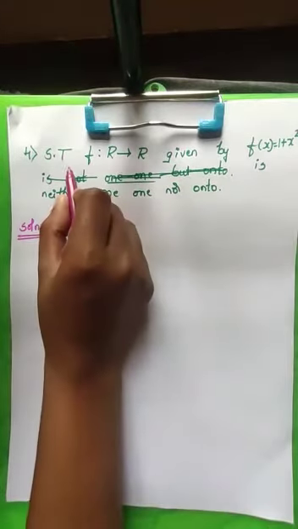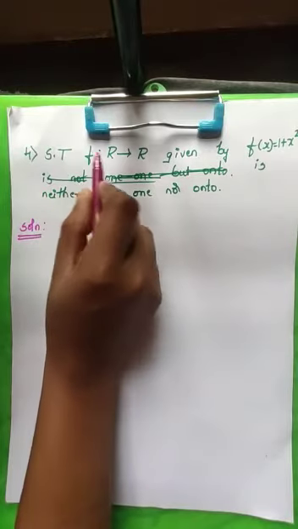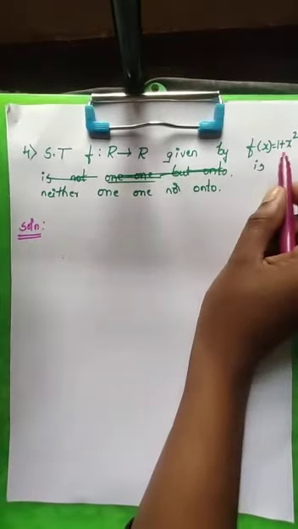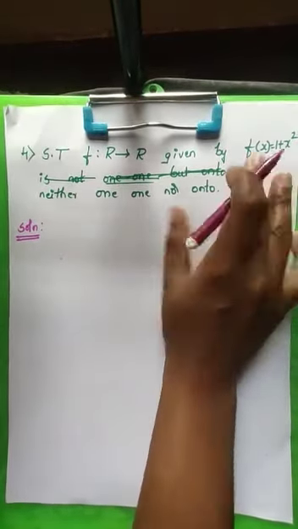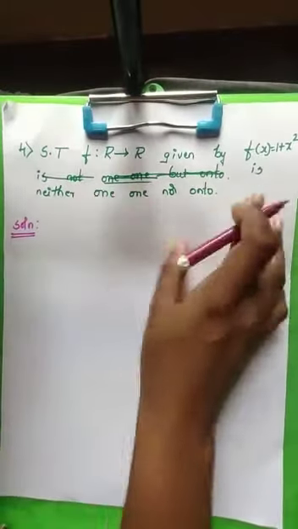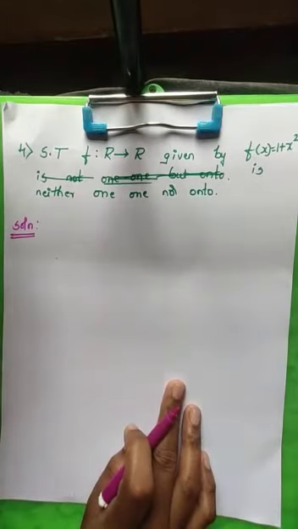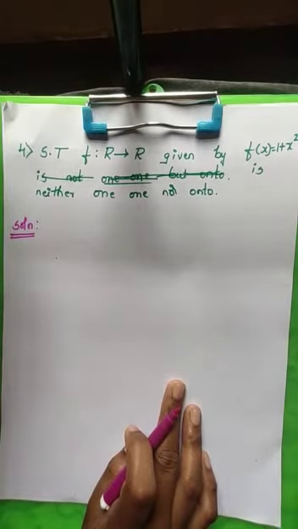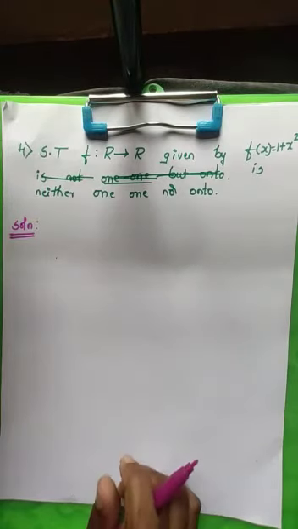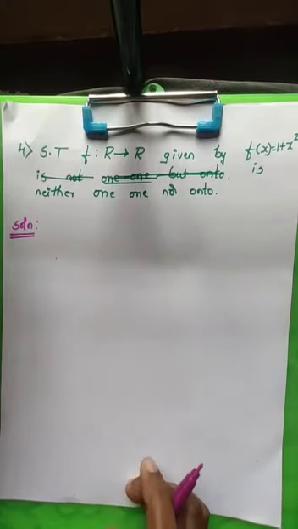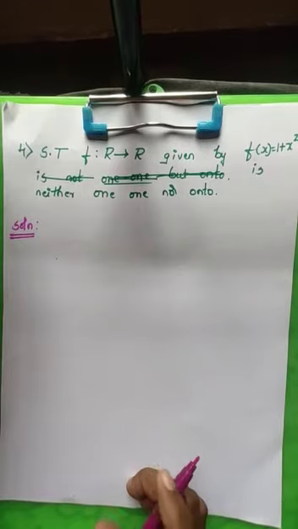So what is our today's question? Show that f from R to R given by f of x is equal to 1 plus x square is neither one-one nor onto. Here we have to show that this particular function is neither one-one nor onto, which means we have to find an example which contradicts the definition of one-one and which contradicts the definition of onto.